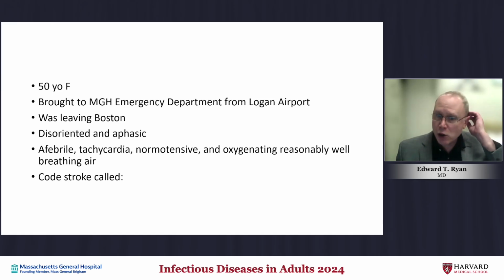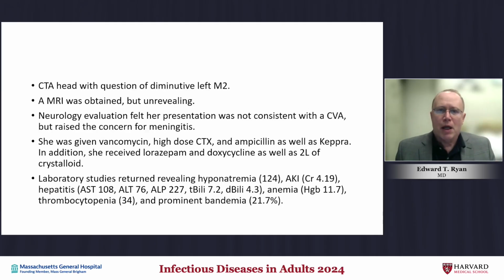So they thought maybe she had had a stroke, an embolic stroke or something. And so they did some imaging, but it was unrevealing. Neurology saw her in the emergency room. They didn't think it was a stroke. They thought it might have been some bizarre seizure or maybe some infection that they didn't know. So they started her on a broad range of things.